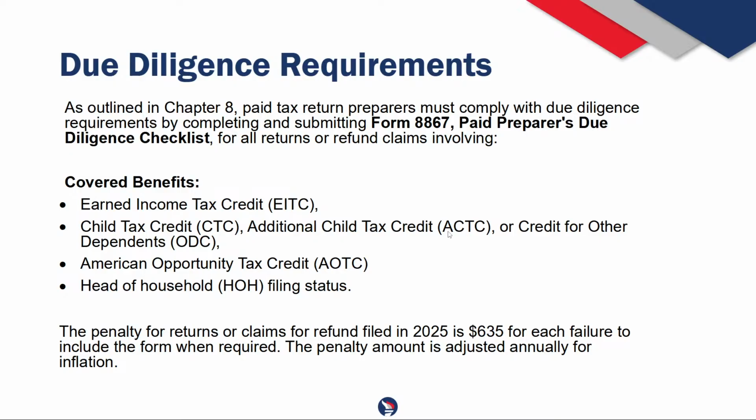Reminding yourself that due diligence is an important thing. Due diligence really comes into play, especially on refundable type credits. So IRS is really concerned. They're always concerned about due diligence, but they're super concerned about due diligence when it comes to earned income credit, child tax credit, the additional child tax credit, the American Opportunity Credit, and the head of household filing status.